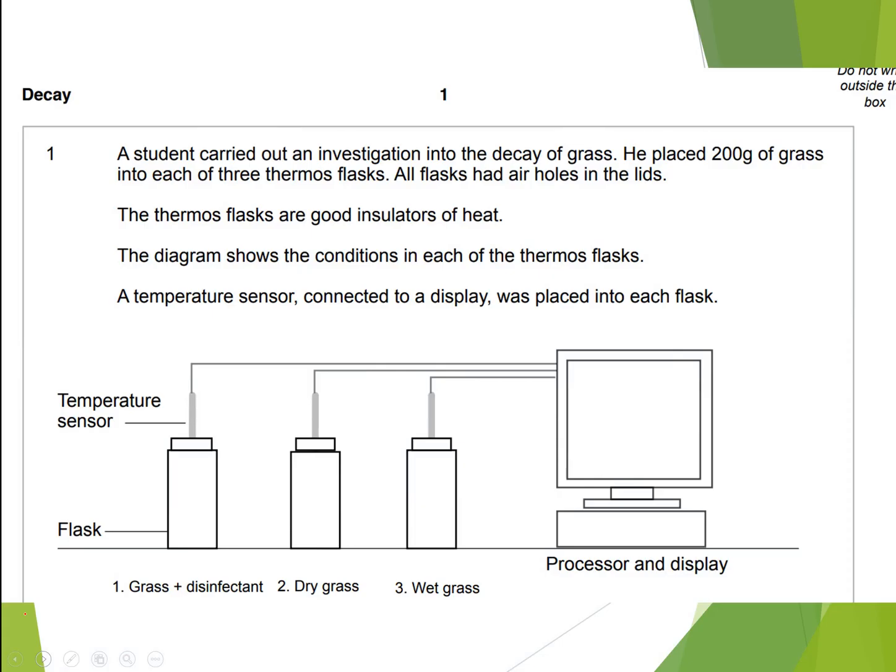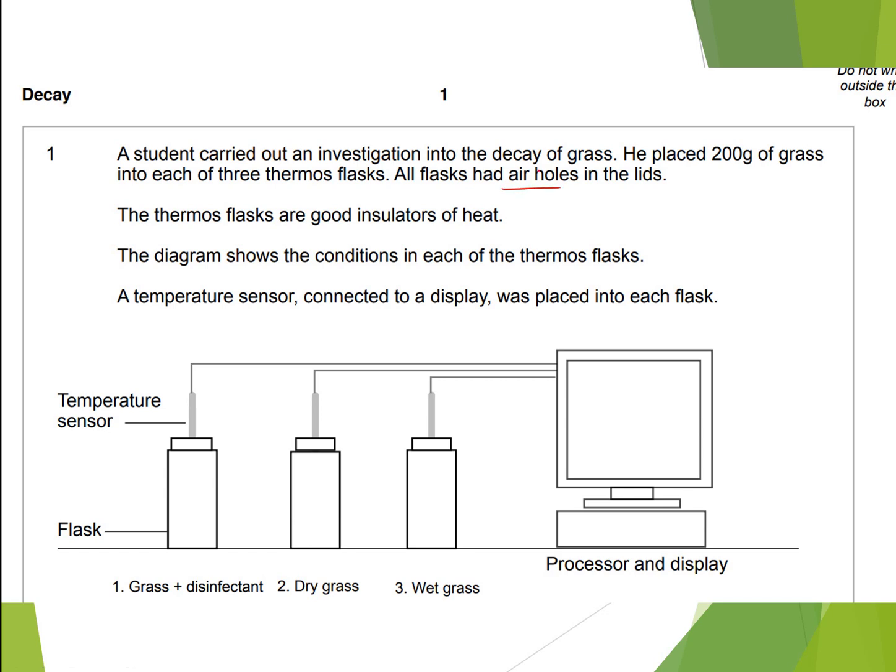So the questions that I've got here on the board, these are actually AQA exam board as opposed to WJEC, but they will be very, very similar. This one is about an experiment students did about decay of grass. So they took 200 grams of grass and they put them into 3 thermos flasks. All flasks had air holes in the lid.